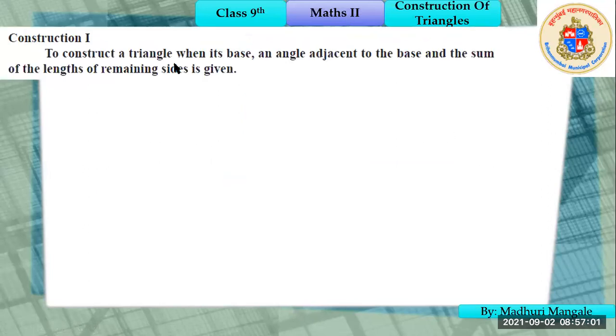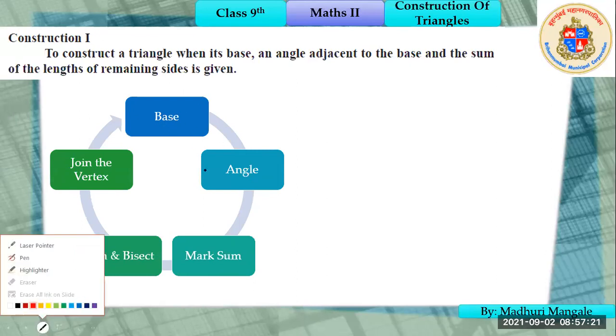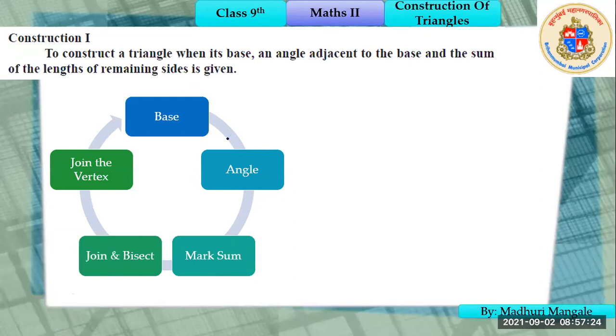For first type of construction, that is where the sum is given, the steps to be followed are, first you draw the base, then you draw the angle, then we mark the sum, join and bisect, and finally we join it to the vertex. Okay, so this is how the steps go. First, base, second, angle, third we mark the sum, fourth join it to the other end and bisect it, and finally we join the vertex to complete the construction.